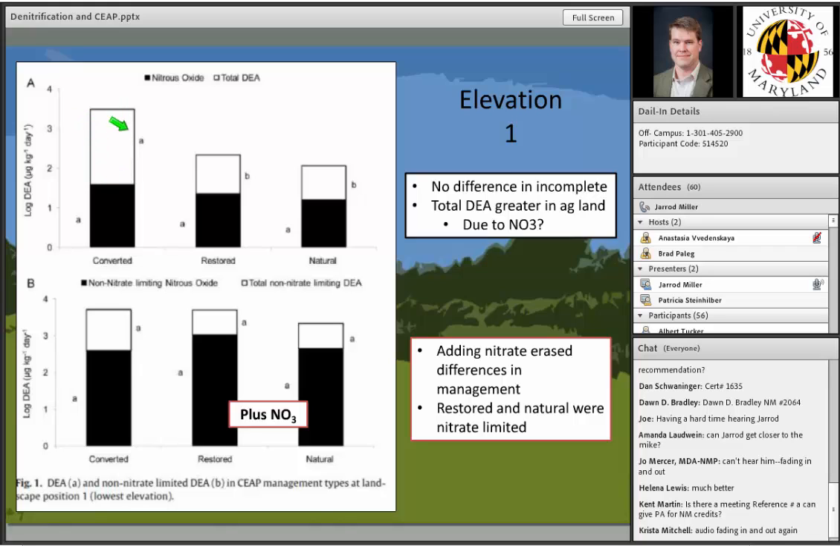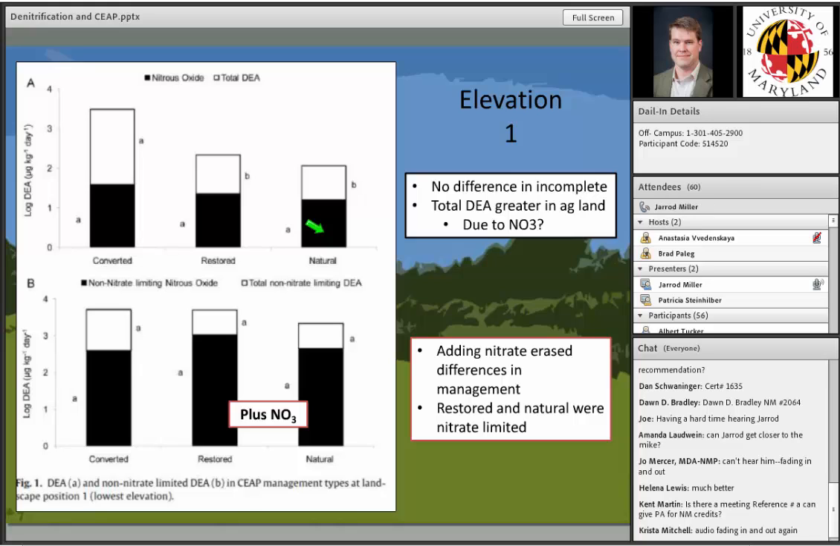So when you are up here, you're looking at straight soils. Down here we've added nitrate, plus NO3. So we added nitrate to these soils to push DEA as high as we could get it. The point right here is that there's really no difference in incomplete denitrification. So the incomplete coming off all these different land types is the same. There's no difference in N2O, which is a good thing. But we do see a difference in the total.